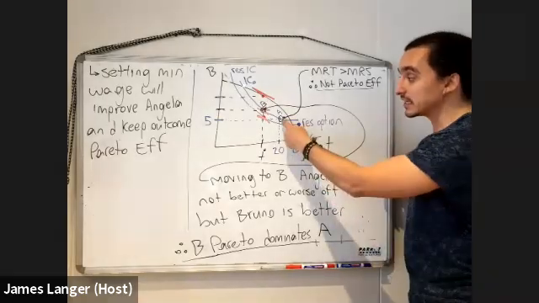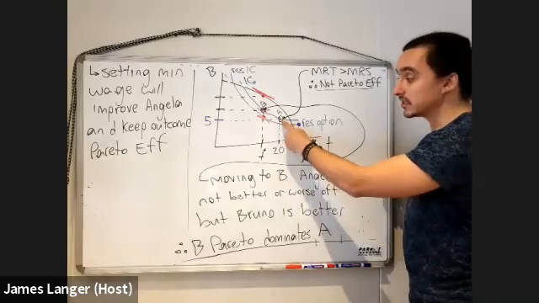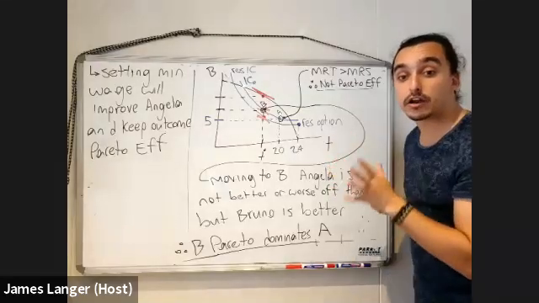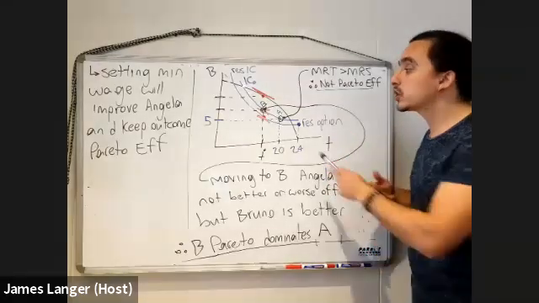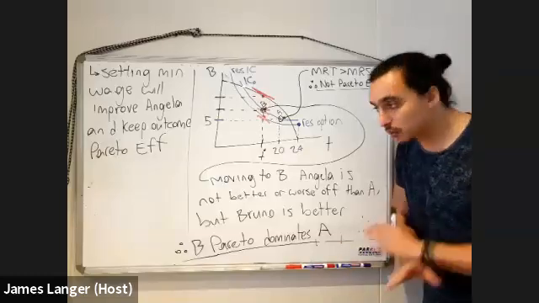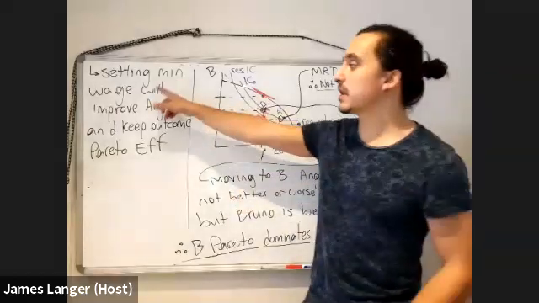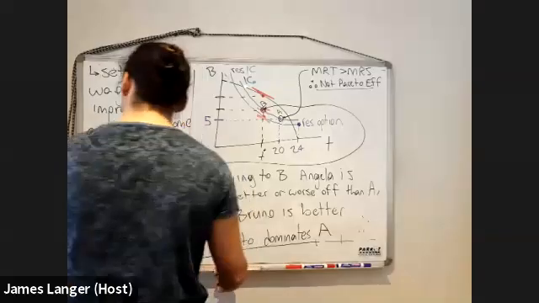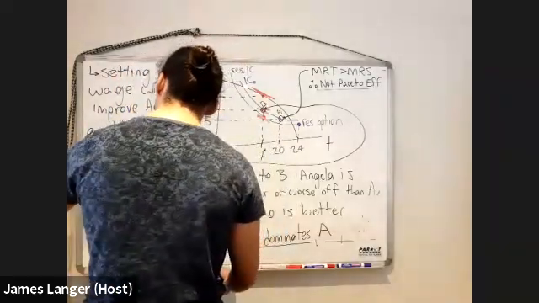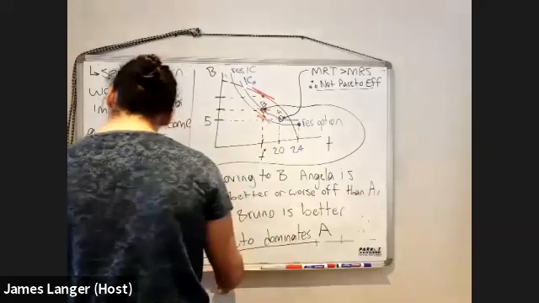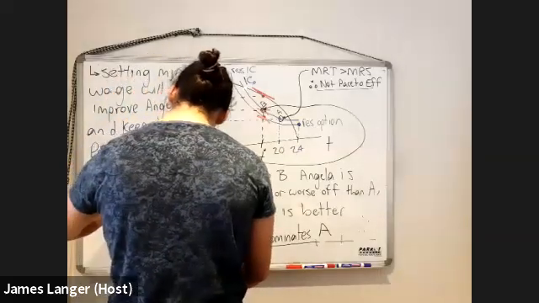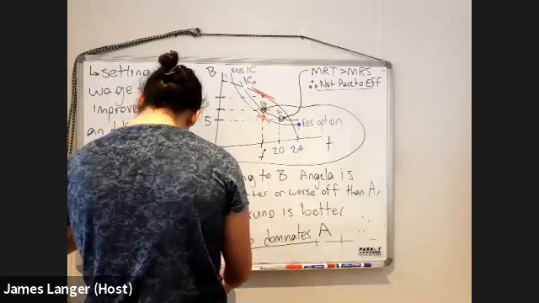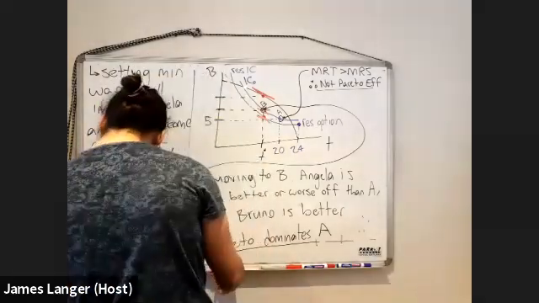However, if we limit it to 4 hours, then we get stuck at point A. And doing so is not going to be better for society, because we could move to B, and Angela would be equally happy, but Bruno would be better off. So setting a minimum wage will improve Angela and keep the outcome Pareto efficient, but setting a max on hours results in Pareto inefficiency.